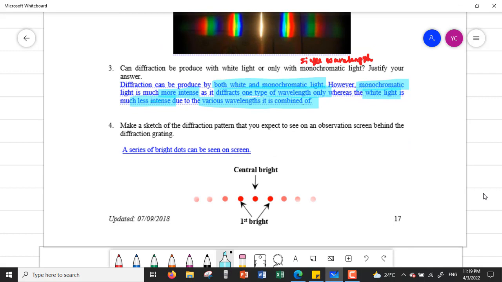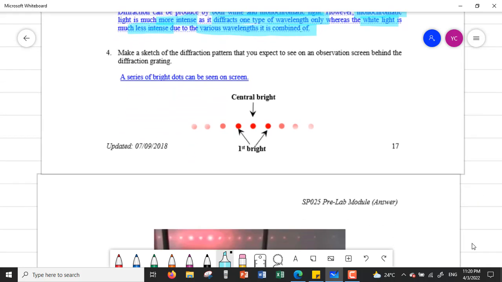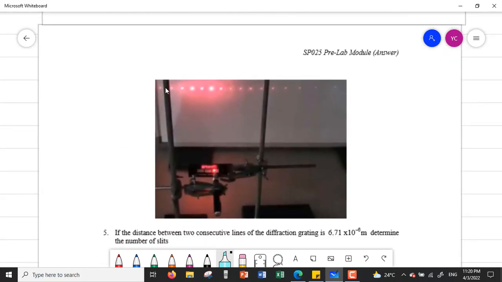Question 4. Make a sketch of the diffraction pattern that you expect to see on an observation screen behind the diffraction grating. Basically, we will observe a series of bright dots on the screen, with a central bright dot and higher order bright dots on both sides of the central bright. This figure shows you the real observation that we are going to obtain during the experiment.